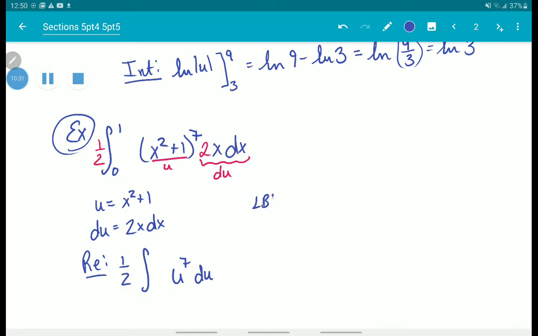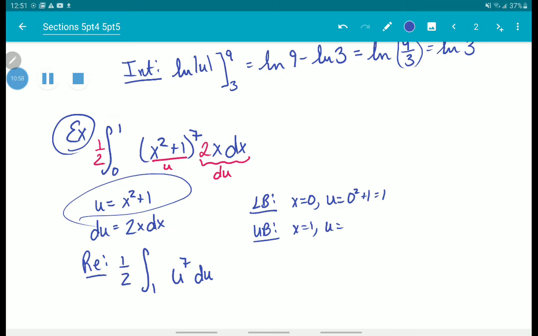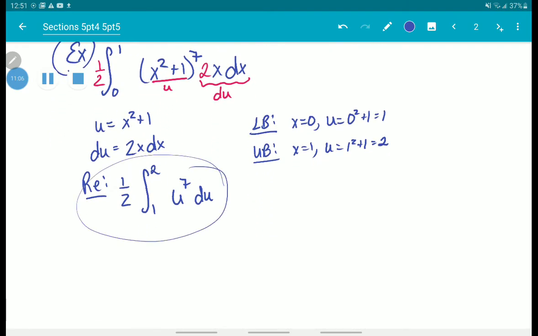So let's think about what the lower bound is. In the world of x, it's 0. To find u, I have to plug 0 into my u substitution. So I have 0 squared plus 1, which is 1. The upper bound, x is 1. To find the u, I substitute 1 in here. 1 squared plus 1 is 2. And this is so much easier to integrate than thinking things in terms of x.